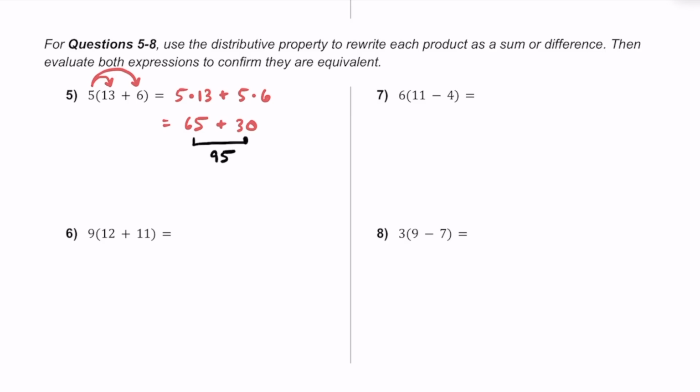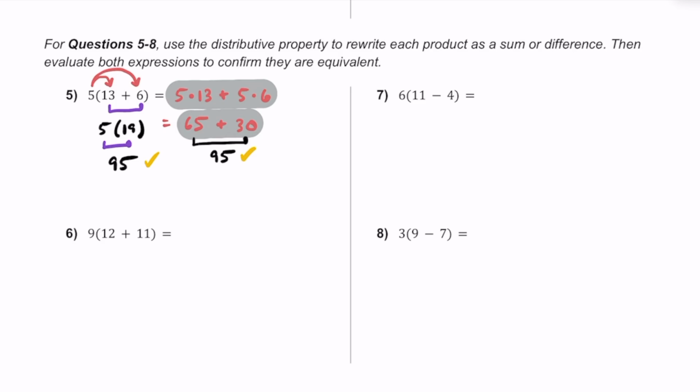Okay. And then if we use the order of operations for what we had earlier, we have 13 plus 6, use the parentheses first. 13 plus 6 is going to be 19. So we have 5 multiplied by 19. And if you multiply 5 times 19, that is going to equal 95. So we can just verify here that both of these do equal 95. And that sum we were looking for was this 5 times 13 plus 5 times 6, which can be simplified to this sum of just 65 plus 30.